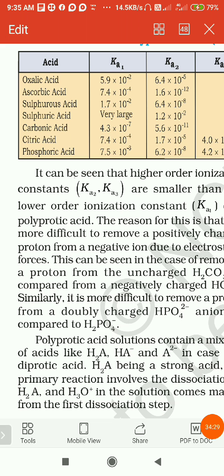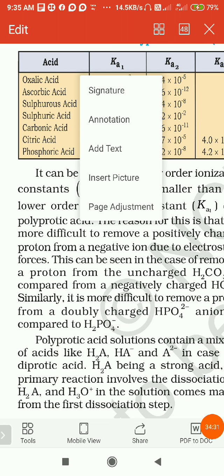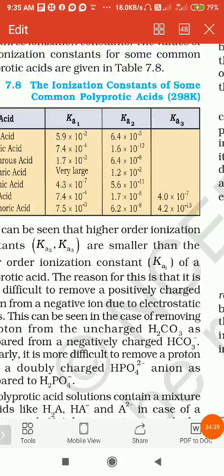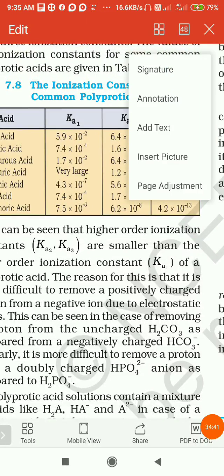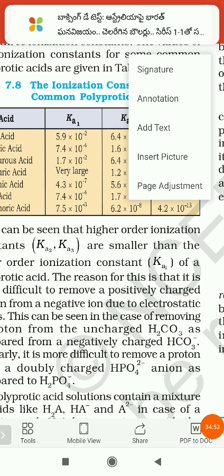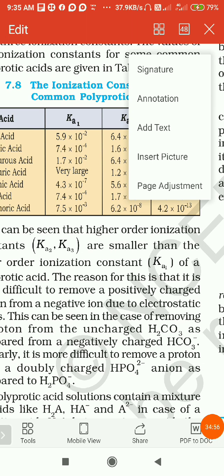That means the first hydrogen atoms are lost very fast and easily. But later the electrostatic force of attraction becomes very high. Because of that force of attraction, it is very difficult to lose hydrogen ions. So the central atom holds very strongly, and to remove that hydrogen atom you have to apply more and more energy.